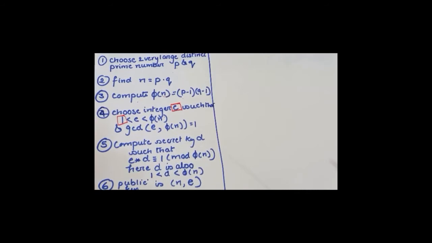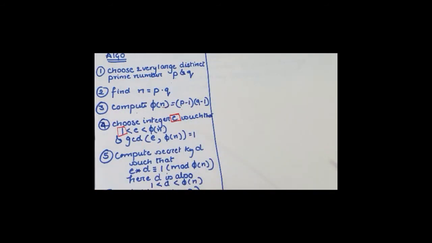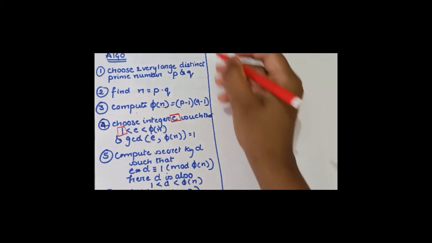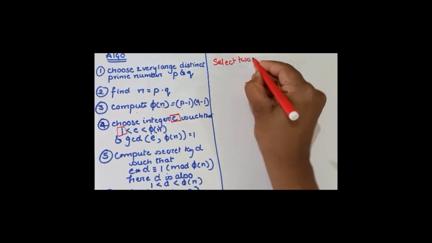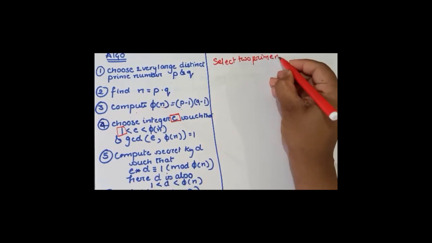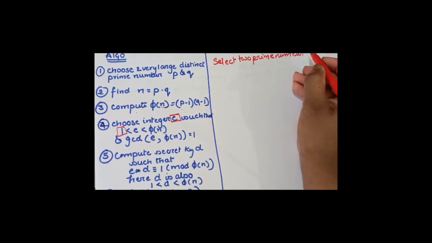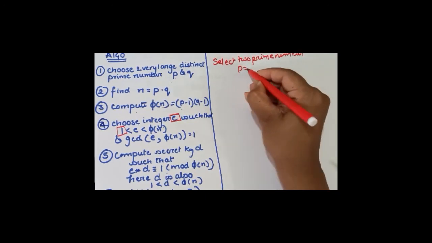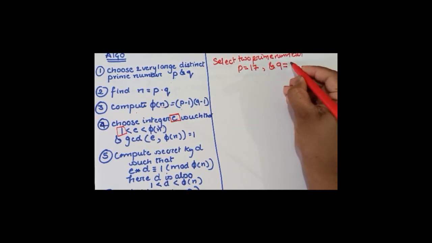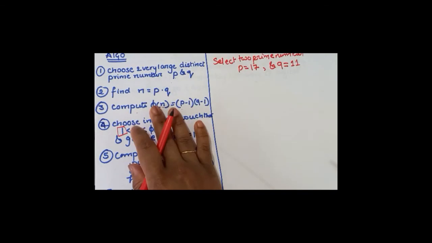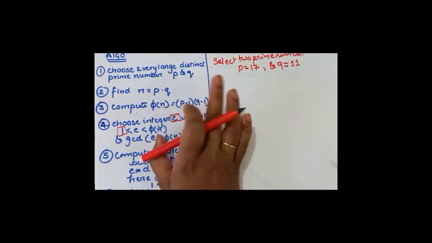Now after seeing this algorithm, there will be a definite doubt as to how this is to be done, right? Okay, let me take up an example. Let's select two prime numbers. I'm not going to select very large prime numbers because then I will have a problem in solving a question. But in real examples, p and q are supposed to be very large prime numbers.